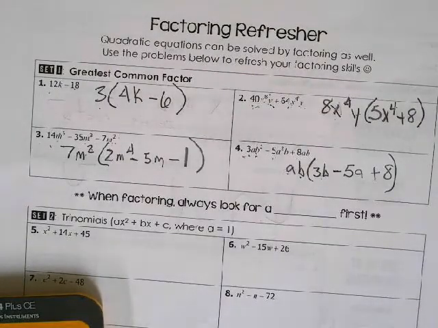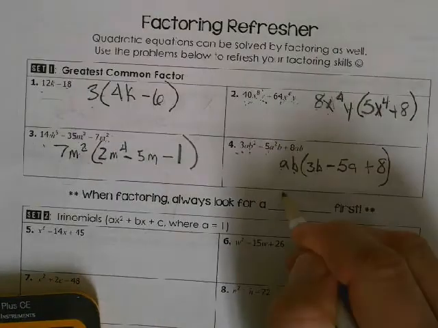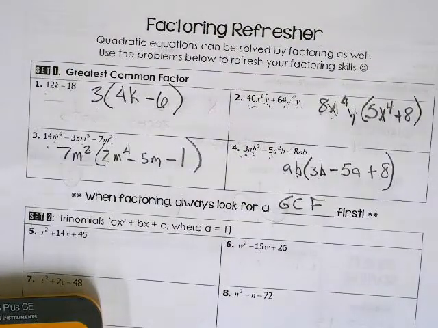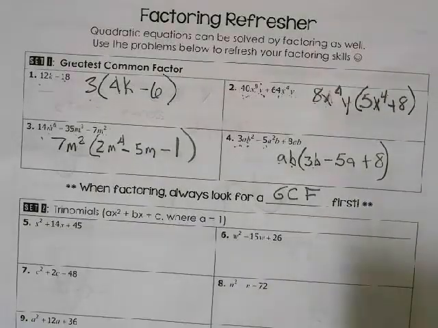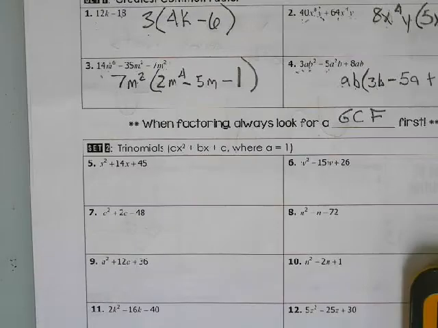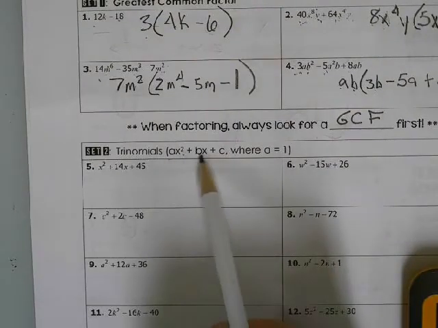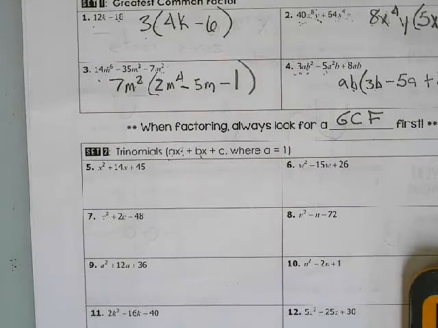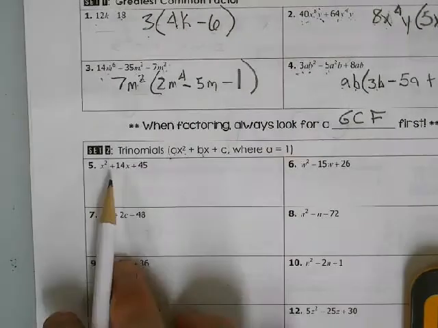when factoring, always look for a greatest common factor first. Okay? Trinomials. Factoring when you've got a coefficient of x squared, a coefficient of x, and then a constant where a is equal to 1. I'm only going to do a couple of these. If you need more practice, do more. If it's equal to 1, it's not so hard.